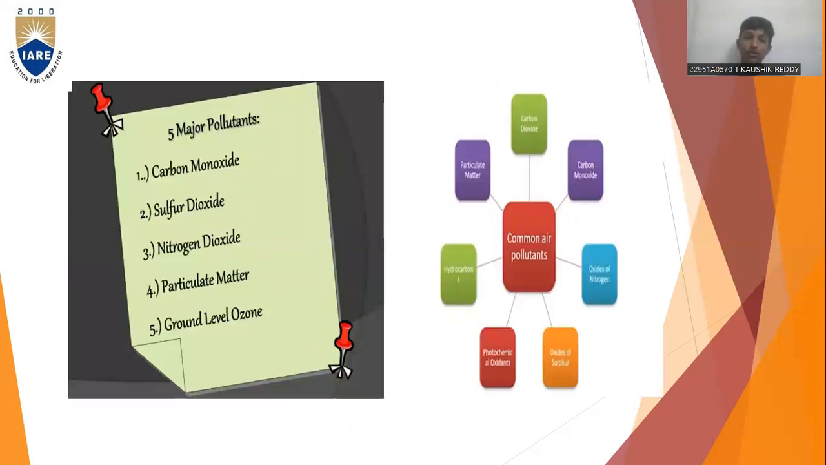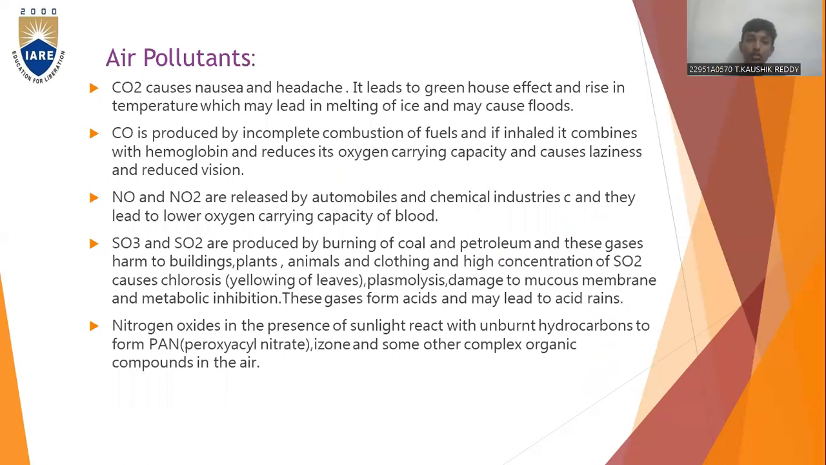The five major pollutants are carbon monoxide, sulfur dioxide, nitrogen dioxide, particulate matter, and ground level ozone. Common air pollutants are carbon dioxide, carbon monoxide, particulate matter, hydrocarbons, photochemical oxidants, oxides of sulfur, and oxides of nitrogen, etc. We have many major pollutants of air pollution. Carbon dioxide causes nausea and headache. It leads to the greenhouse effect and rising temperature, which may lead to melting of ice and may cause floods.